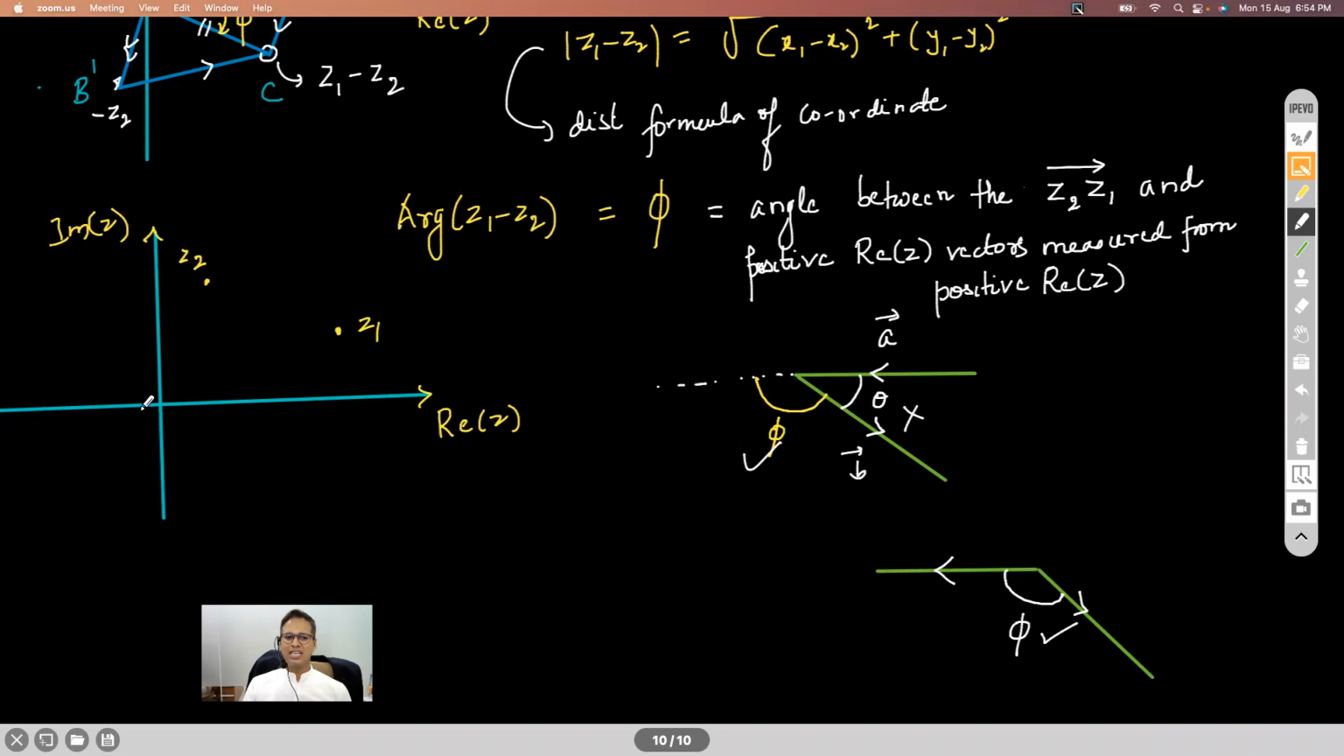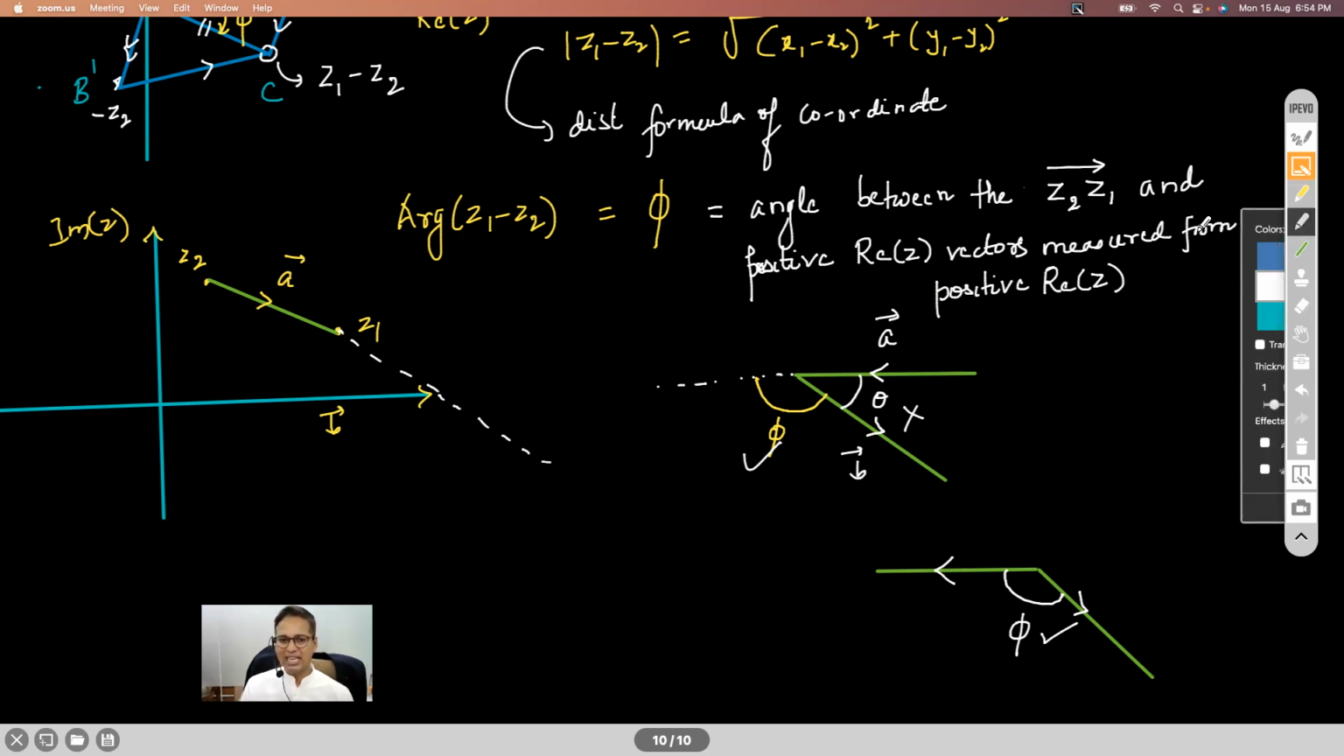Now see, so if I have to find what is the argument of Z1 minus Z2, what I'll do, I'll make a vector from Z2 to Z1. This is what I've written, Z2 Z1 vector, like this. Okay. And this is the positive real Z vector. So think that this is one vector A and this is another vector B. Right? So what is the angle between them? If I want to find the angle between them, I have to slightly extend this further. Let's say I do it further. Let me remove this real Z from between.